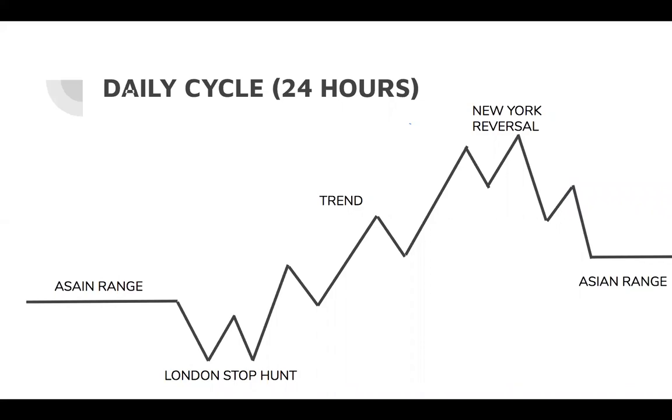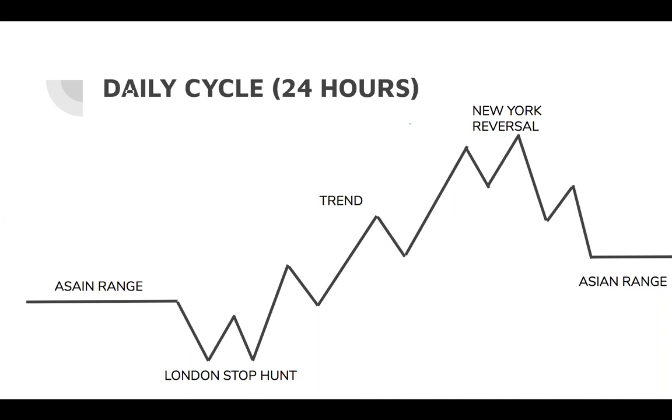So this is usually the start of the day. And then when the London market opens, you would expect something called a stop hunt, so price moves in the opposing direction of the intended trend of that day. And then after that, you get the trend for 3 levels, or sometimes 2 levels.